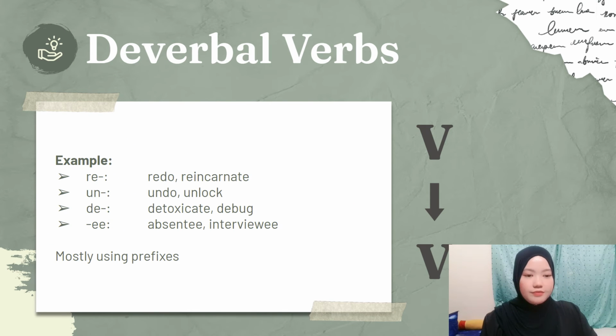And then we have the verbal verbs, which is from verb to verb. You have the prefix re: redo, reincarnate; the prefix un: undo and unlock; the prefix de: detoxicate and debug. However, it mostly uses prefixes. However, there are also suffixes, for example, from the word absent to absentee with the suffix ee, and also interview and interviewee.